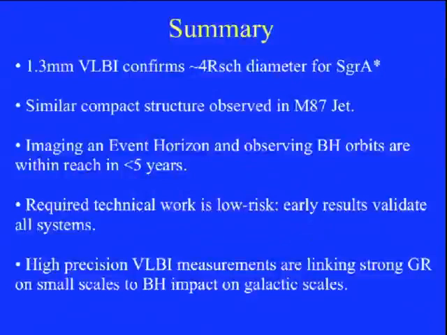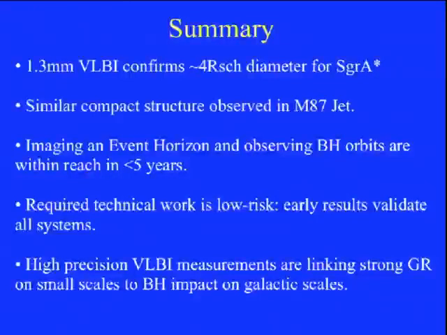So in summary, we've confirmed Schwarzschild radius scale structure in Sag A star. We've observed similarly compact structures in the M87 jet, so we know there's something there. A lot of people thought, well, you'll build these interferometers and there won't be any emission on these scales. But we know now that there is abundant structure on these very small scales waiting for us to image it.